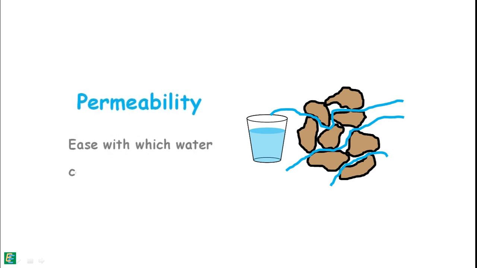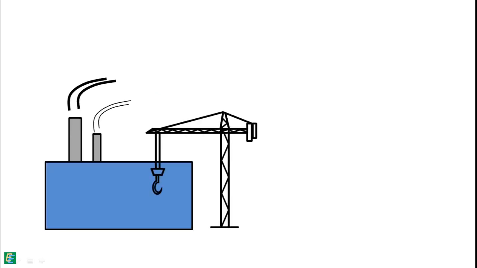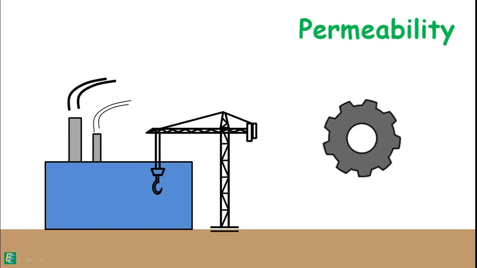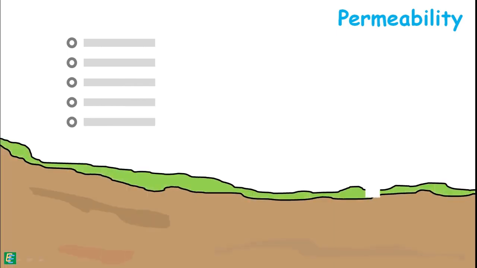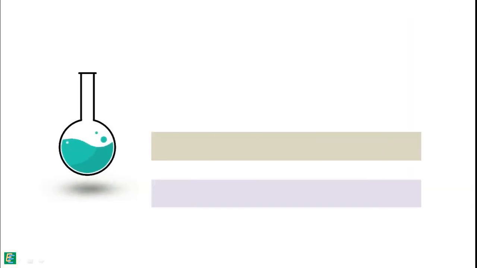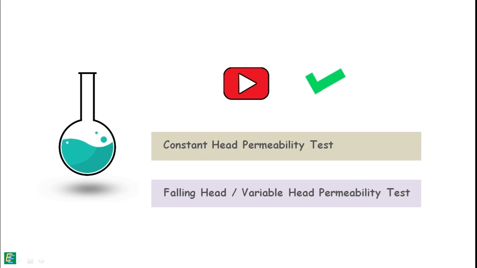Permeability is the ease with which water can flow through the soils. For many engineering projects, we need to know the permeability of the soil as it is a very important engineering property. There are numerous methods through which we can measure the permeability of a soil in the field or of a representative sample in the laboratory. We have already discussed laboratory methods.